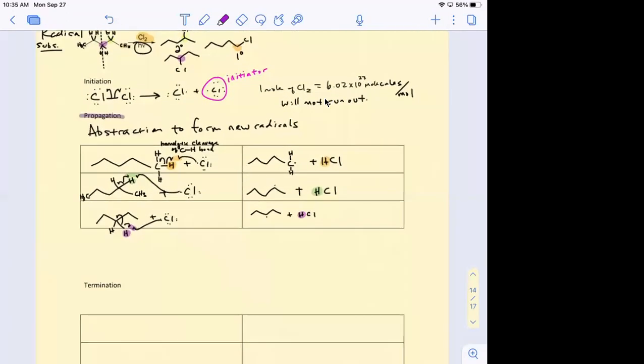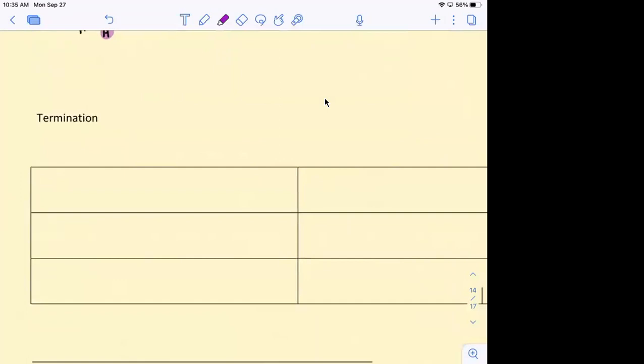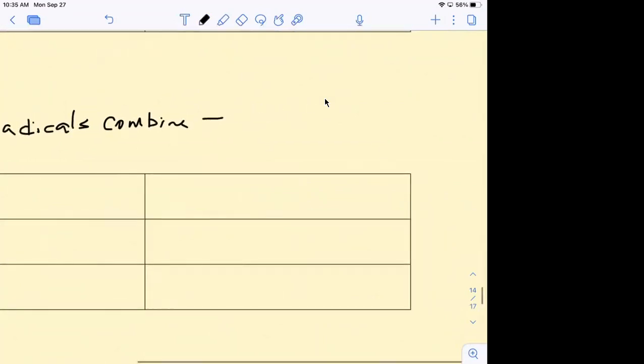Not to say that both sides are not equally susceptible to reaction, but for the purpose of what we're doing, we don't have to show it. All right. So in propagation, you do abstraction to form new radicals. And then in termination, that's where your products are formed.